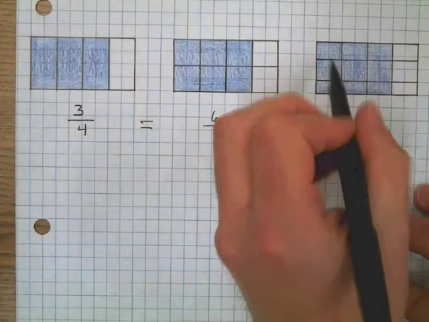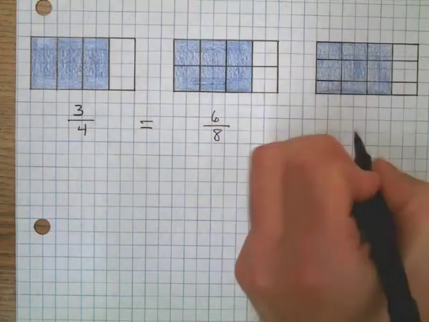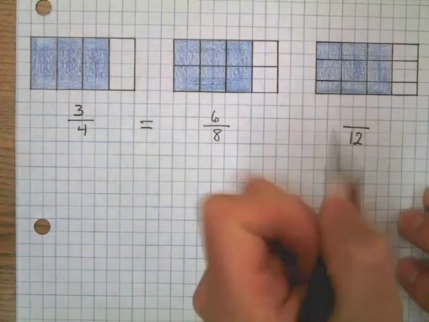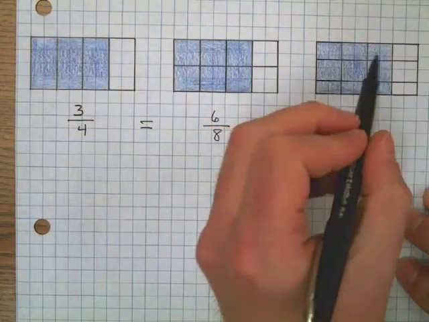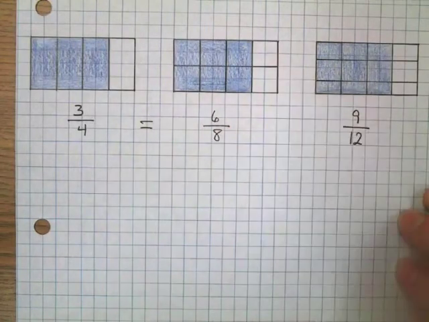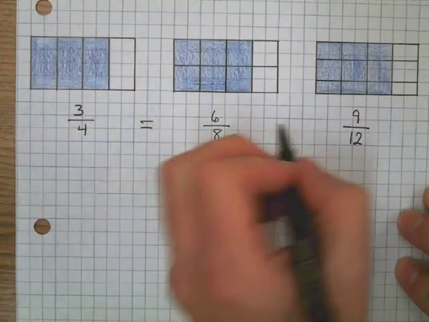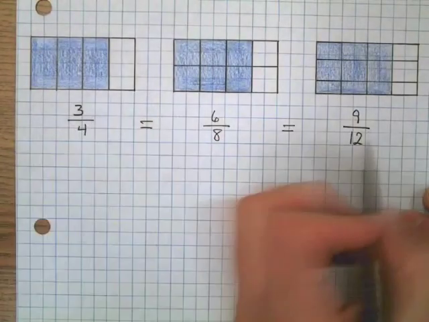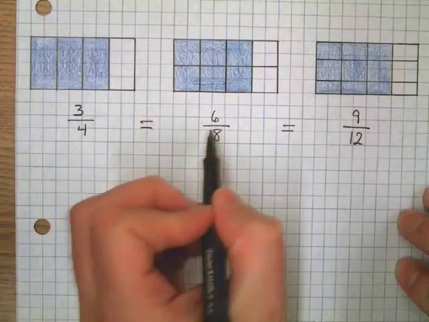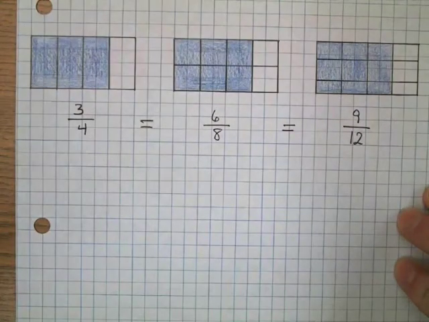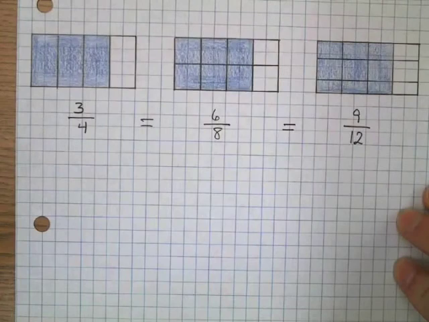Then I have a total of 3, 6, 9, 12 pieces, and I have 3, 6, 9 of those shaded in blue. So I could say that 3/4 is equivalent to 6/8. I can also say that 3/4 is equivalent to 9/12, and 6/8 is equivalent to 9/12 as well. So this is one way to come up with equivalent fractions.